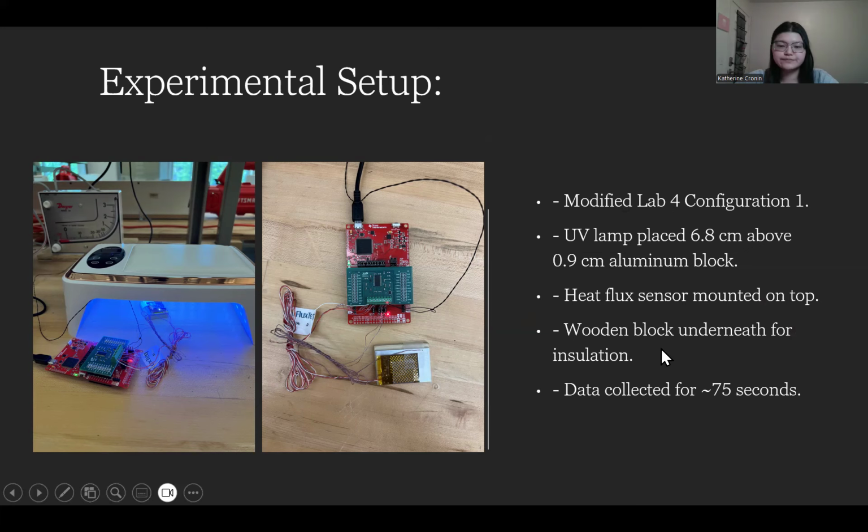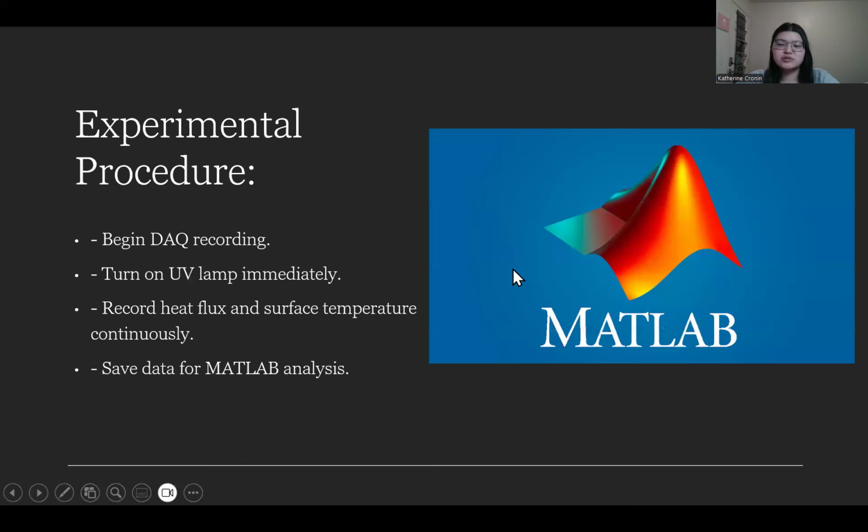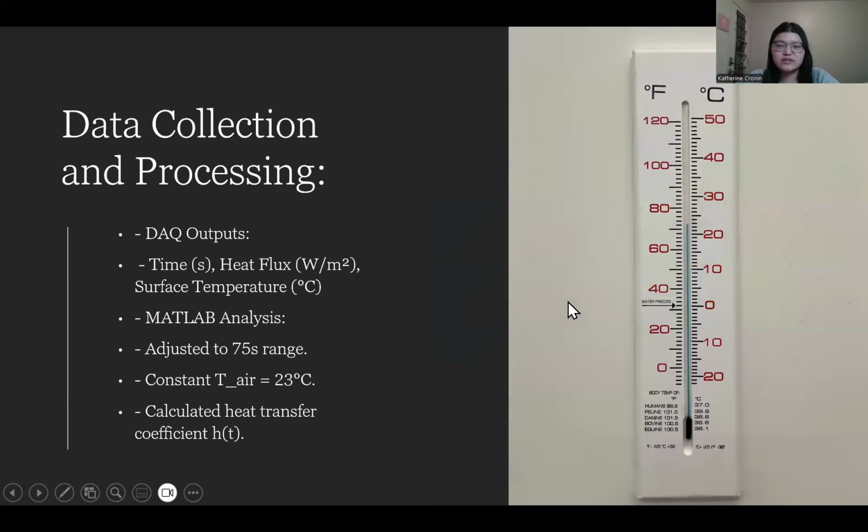My experimental procedure is pretty simple. Start data recording, stick the sandwich underneath the UV lamp, record everything, and save it. Then you go through MATLAB and do your analysis. For my data collection, I had a range of around 75 seconds, and I had a T air constant of 23 degrees Celsius from the back of the lab.